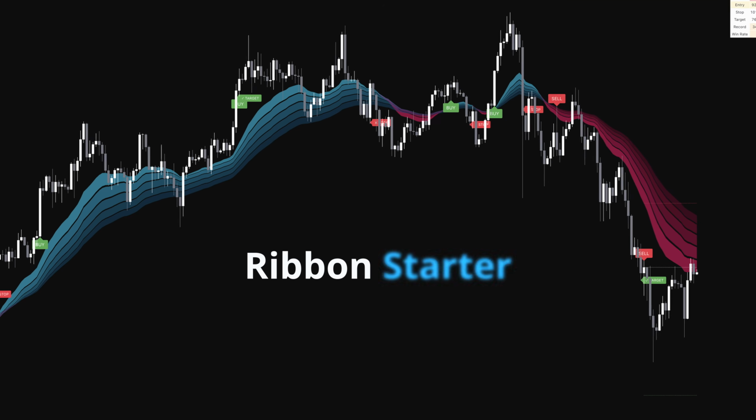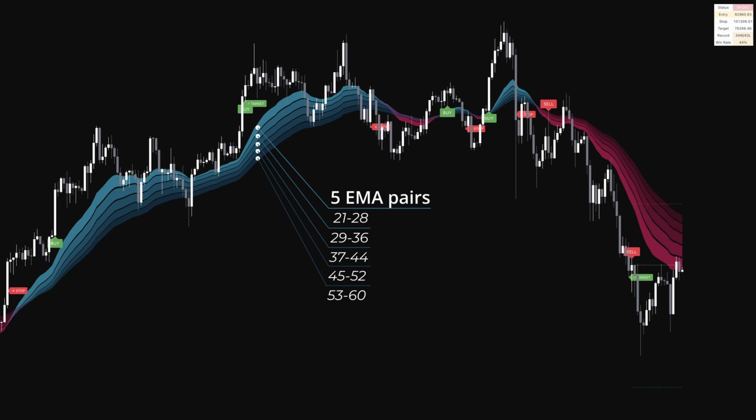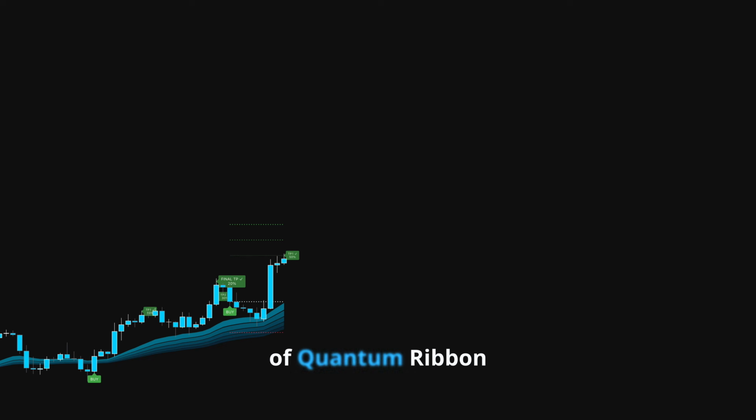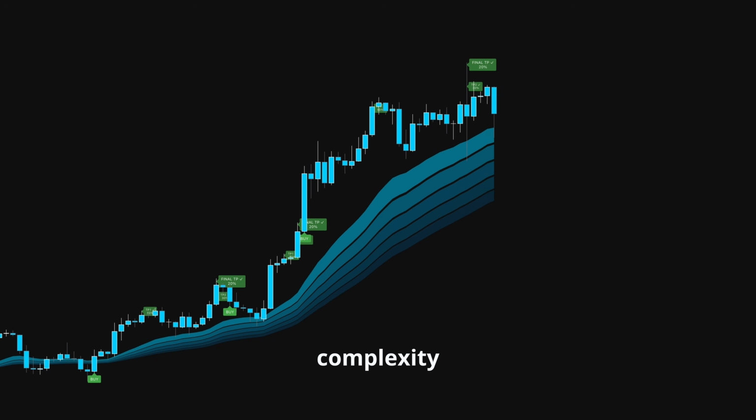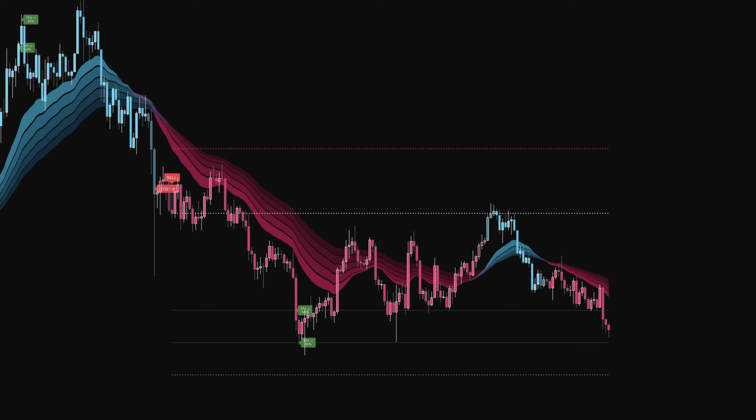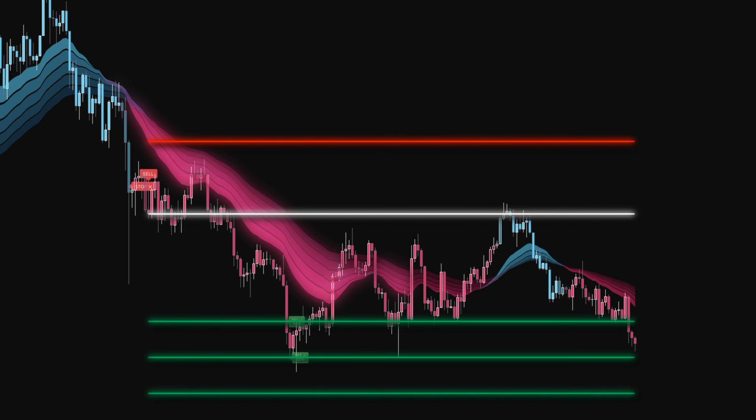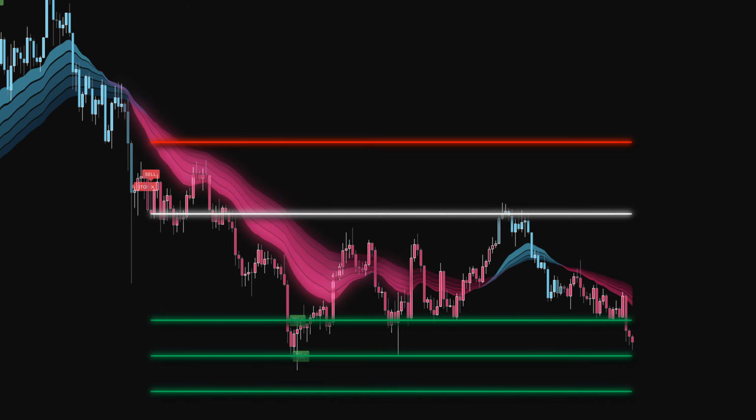This is Quantum Ribbon Starter, a trend trading system built on a 5-layer adaptive EMA ribbon. If you want the core power of Quantum Ribbon Pro without the complexity, this is where you start. Same core engine, just with simpler controls and built-in presets that get you trading on day one.